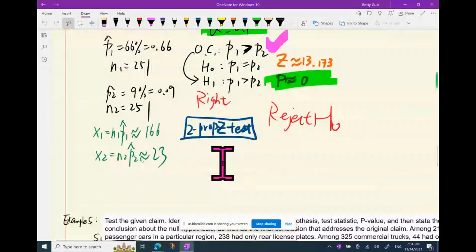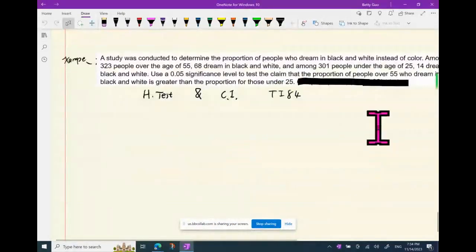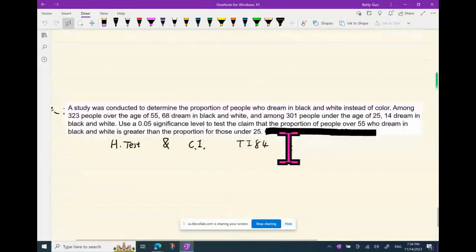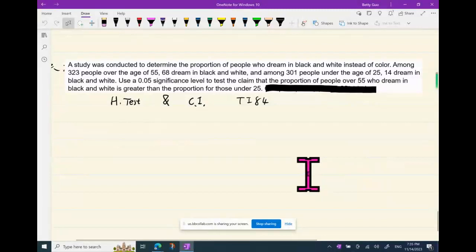But we do have a leftover from 9.1. So let's look at the last example in 9.1. This is about two proportions, by the way. Let's read the question. A study was conducted to determine the proportion of people who dream in black and white instead of color. That's a very interesting thing, right? I never thought about whether your dream is black and white or colored. I never paid attention to that. Among 323 people over the age of 55, 68 dream in black and white.